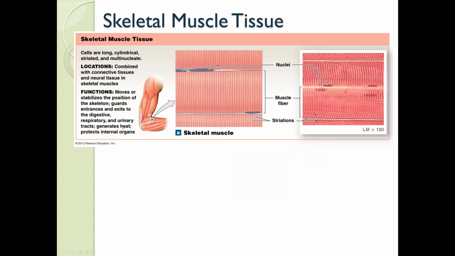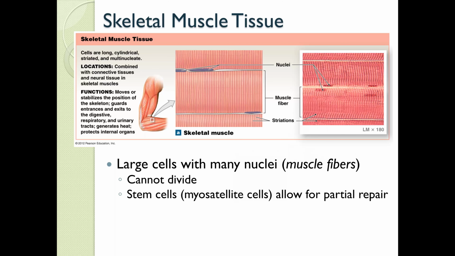So as muscles contract, they use ATP, and a byproduct is that it generates heat. And your skeletal muscle tissue protects your internal organs. As I just mentioned, these are very long, large cells. In fact, they're typically called fibers because they are so large. So they're often referred to as a muscle fiber, even though they are single cells.